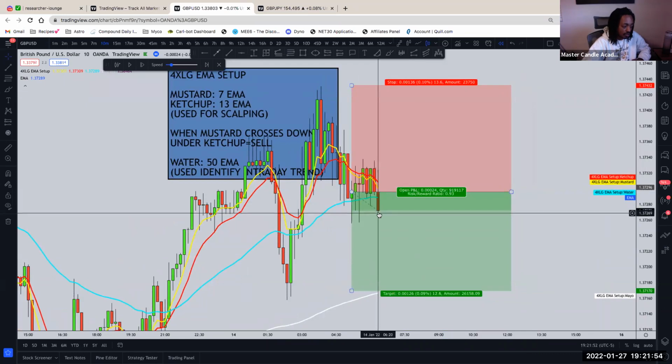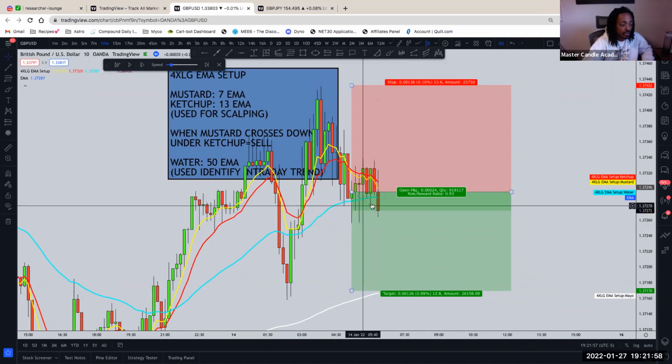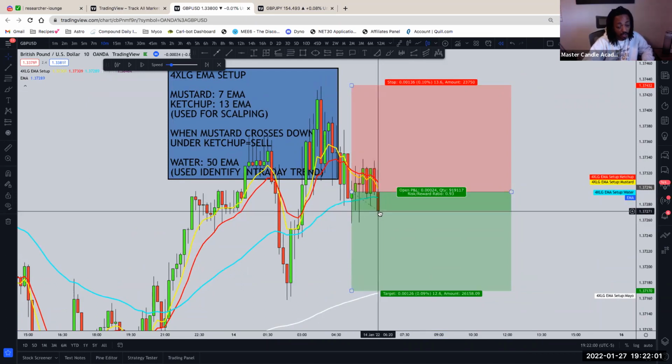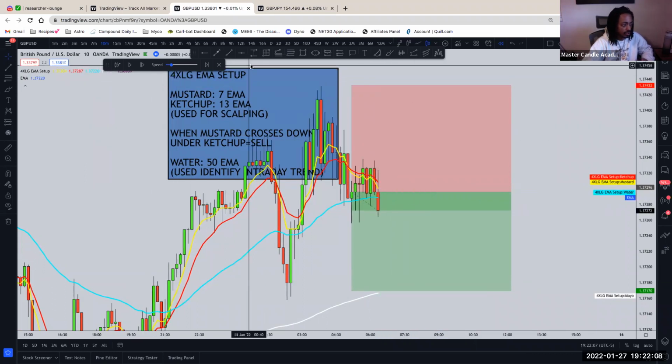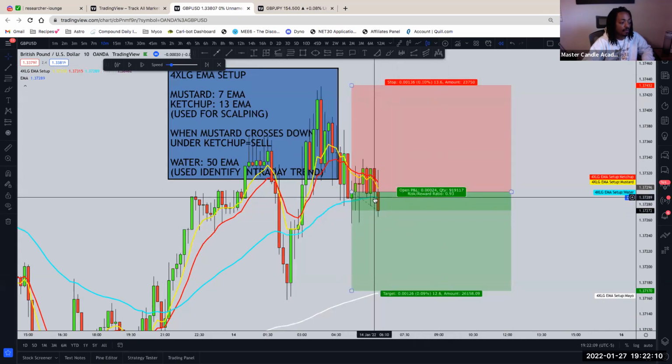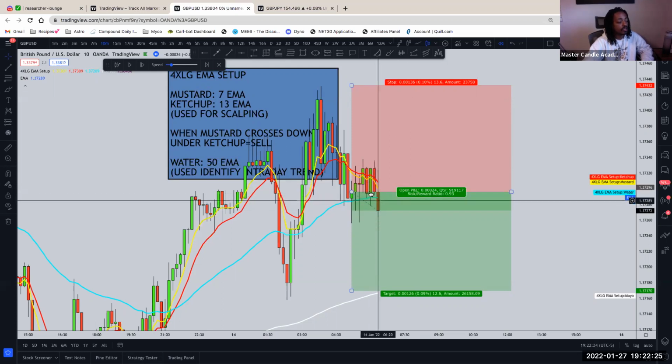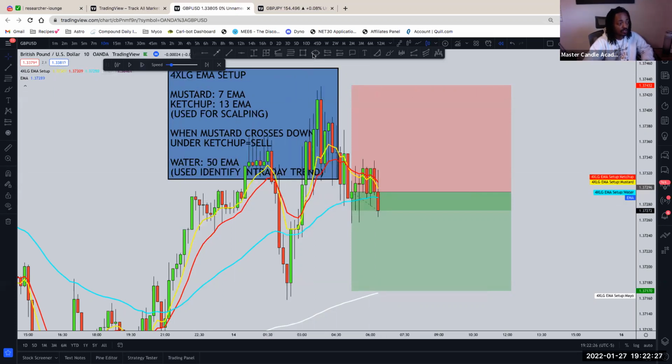When you see this candle close below water, right? One of two things. You can either A, enter at the close of the candle, or B, wait for the retest of water. All right, so I'm going to show you how this would look. Water's entry, right, would be our first intraday trade. I'm literally going to show you how you can trade every style of trading with the 4XLG, right? Waiting for the retest off of the 50 would be our intraday trade.